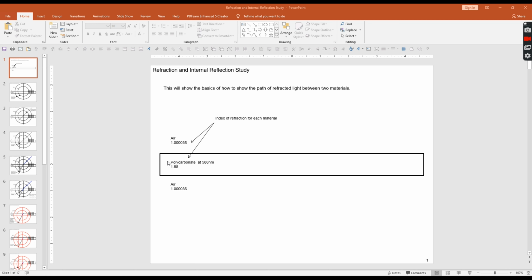So we start off with the index of refraction for polycarbonate. I found this online. Then we have air index of refraction, almost equal to 1.